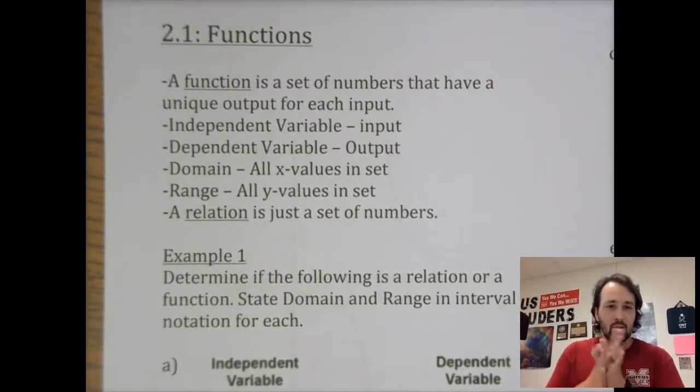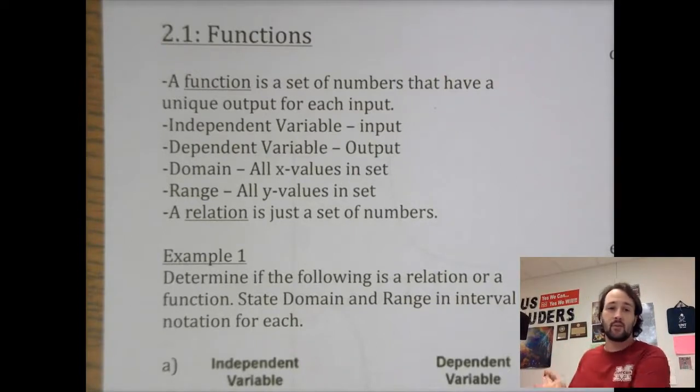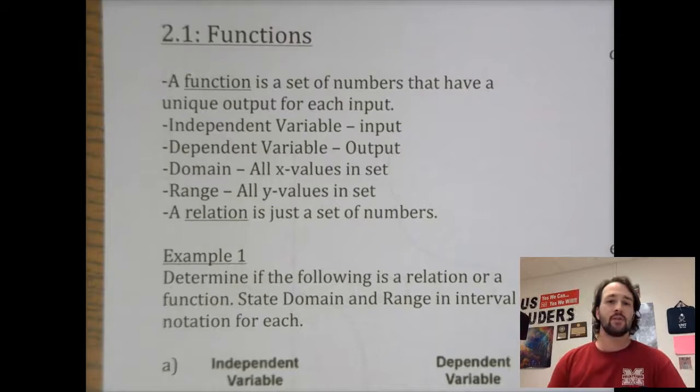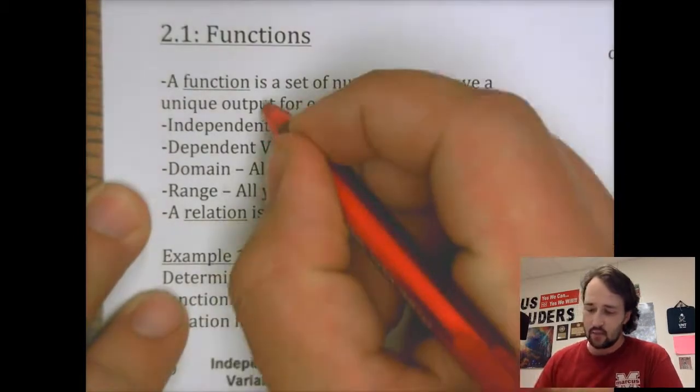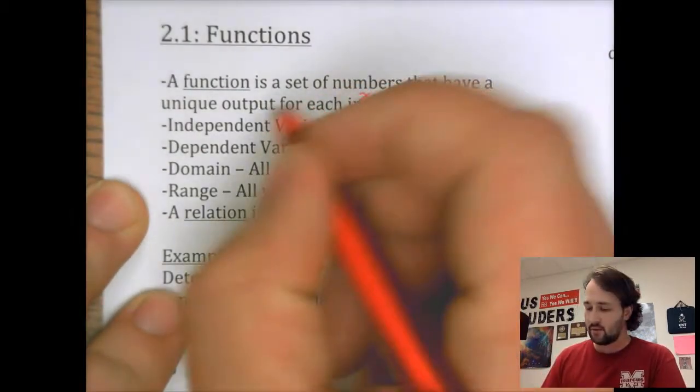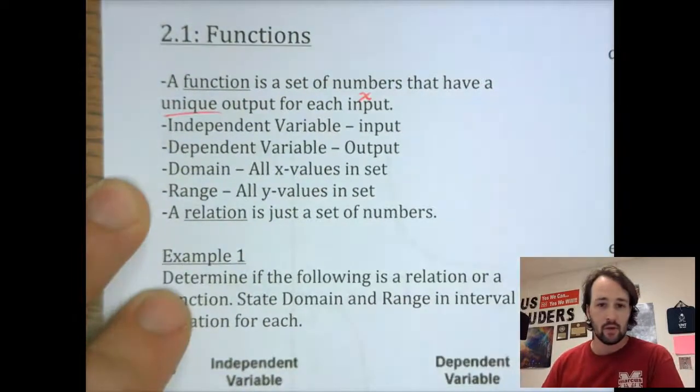In this video, we're going to be talking about 2.1, and it's all about functions. You've heard about functions before in Algebra 1. So just a reminder, a function is a set of numbers that have a unique output for each input. So all that means is if I have an x value, it will have only one y value. Unique just means only one.